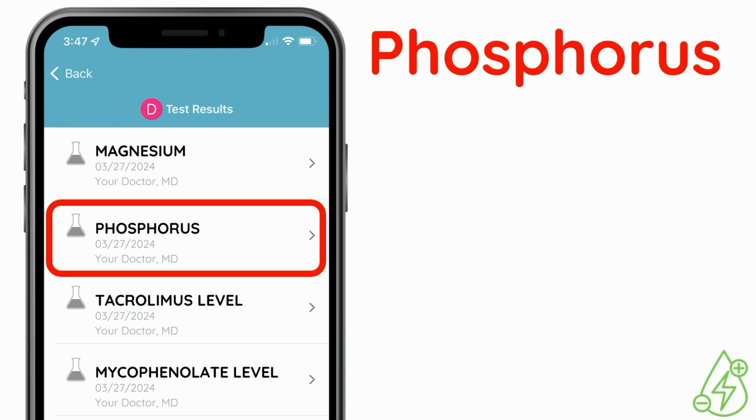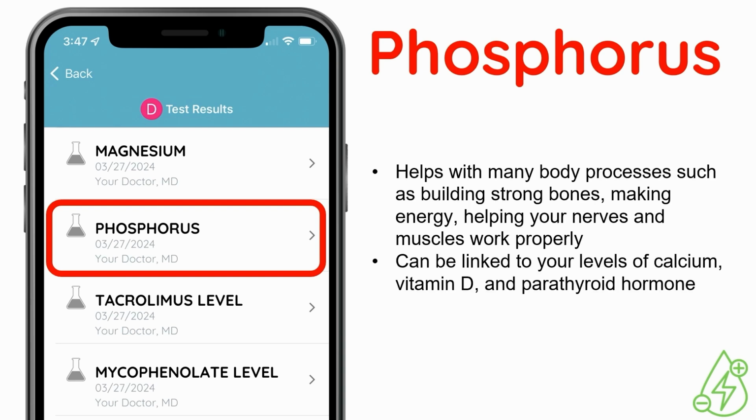And then phosphorus is another electrolyte that helps with a lot of body processes, particularly bones and energy, and helping your nerves and muscles work properly. It often is in balance or connection to your levels of calcium, vitamin D, and another hormone that we're not really talking about much here called parathyroid hormone. But again, magnesium and phosphorus are very useful tests to give us information that complement what we learn from your metabolic panel.